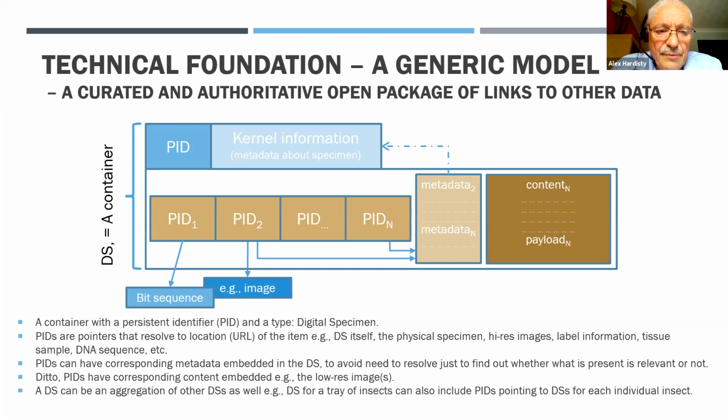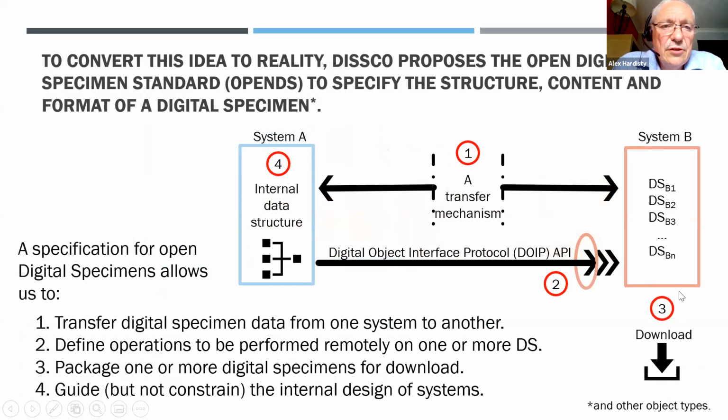A digital specimen can be an aggregation of other digital specimens as well. A digital specimen for a tray of insects can also include persistent identifiers pointing to the digital specimens for each of the individual insects in that tray. To convert this idea to reality, DISCO proposes the Open Digital Specimen Standard, OpenDS, to specify the structure, content, and format of a digital specimen.